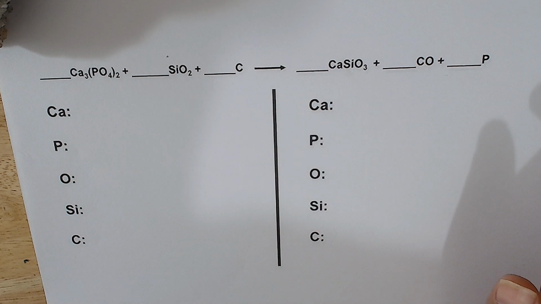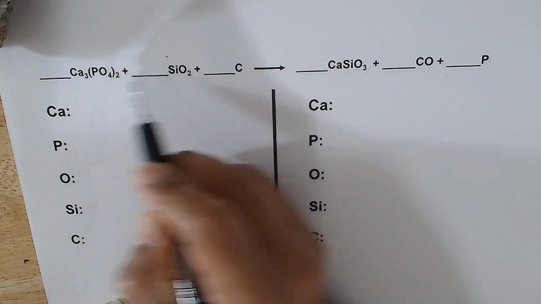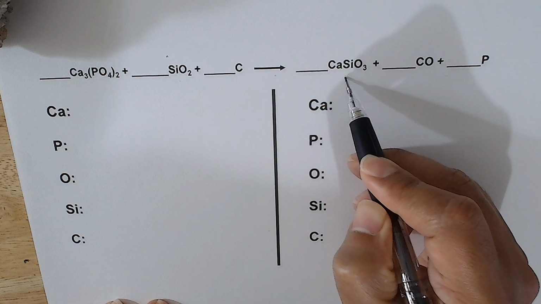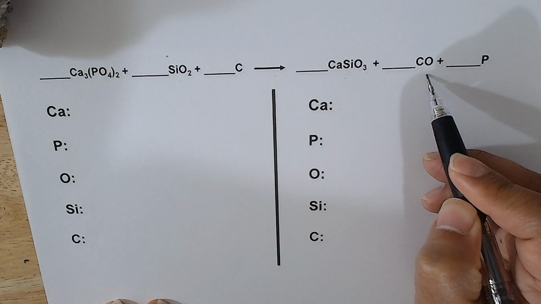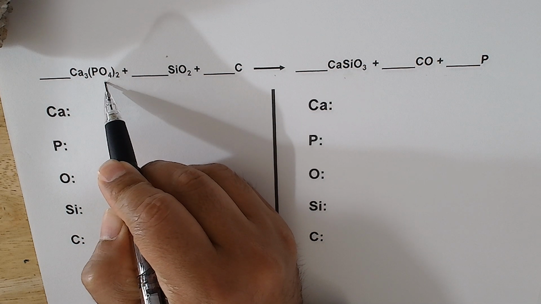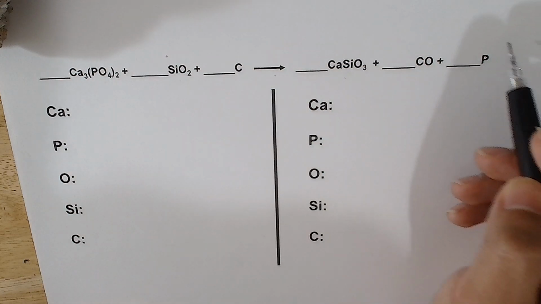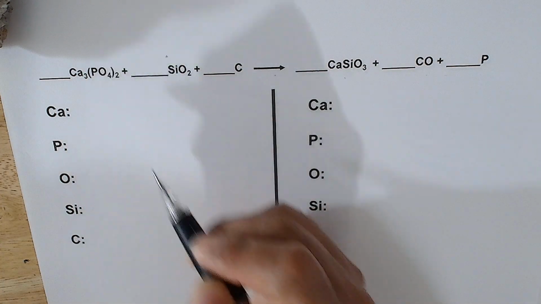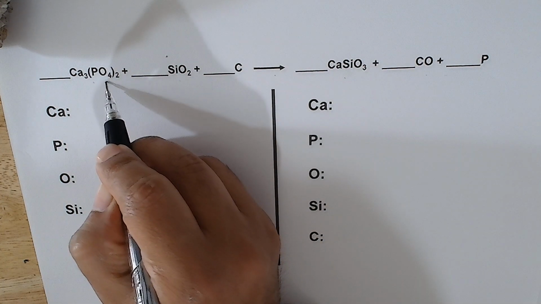For this chemical equation, we have calcium phosphate reacting with silicon dioxide and carbon to produce calcium silicate, carbon monoxide, and phosphorus. What's special about this chemical equation is that the polyatomic ion, which is phosphate, is only found in the reactant side, but it's not found in the product side. So therefore, I'm going to break down this polyatomic ion into phosphorus and oxygen.